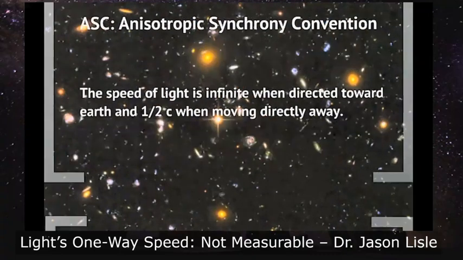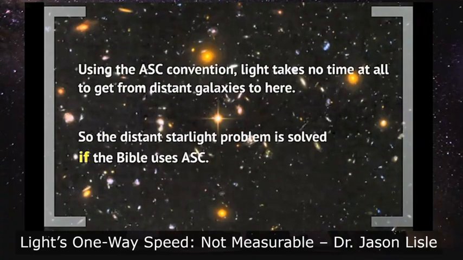But my point is, if we use this convention, the distant starlight problem is solved, because the light doesn't have to go out to the galaxies and return. That would take billions of years. It only has to go one way. And that doesn't take any time at all.